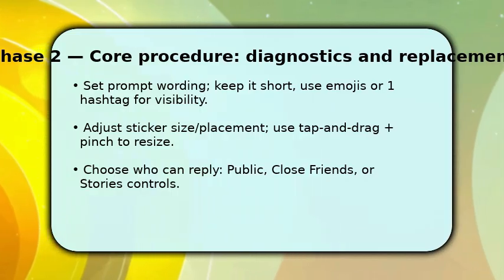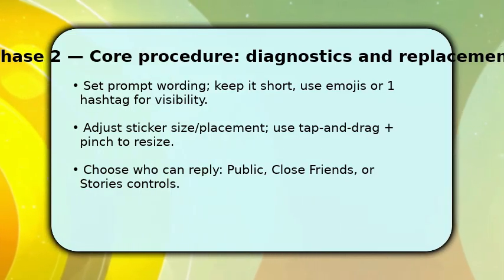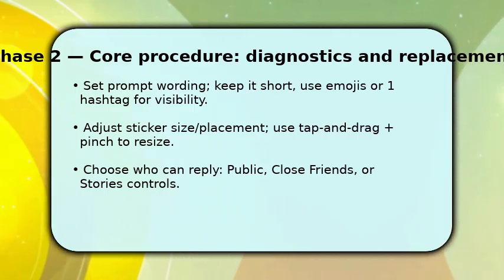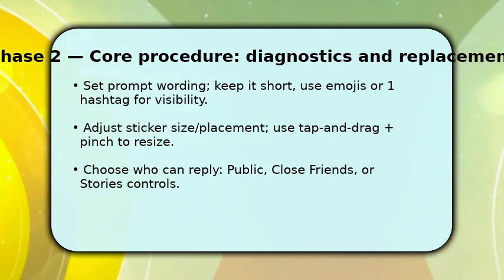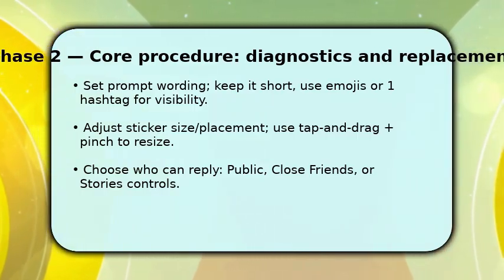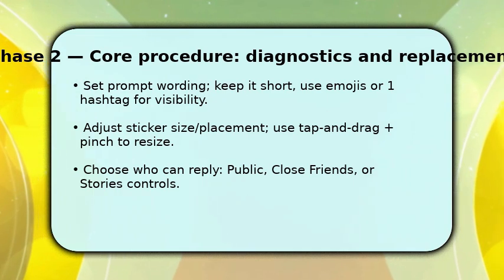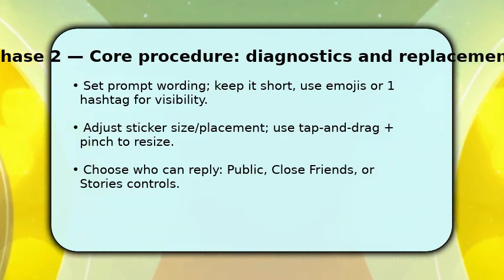Once done, use the sharing menu to choose public or close friends. Selecting public increases reach, but close friends keeps replies private. You can also add location or mention overlays to boost context. Tap Share, and your story goes live. Watch for immediate replies in your story viewers list.